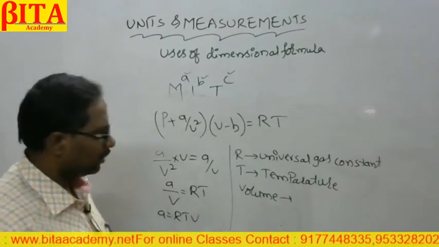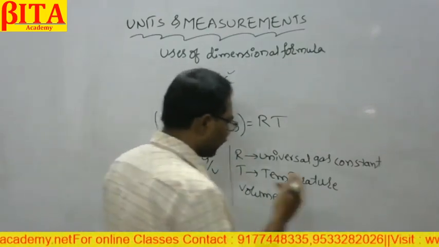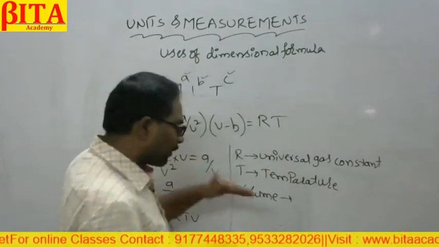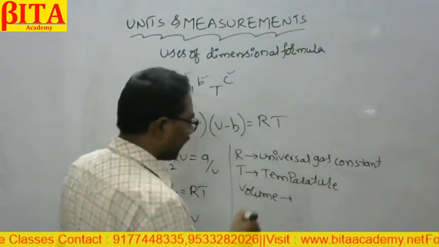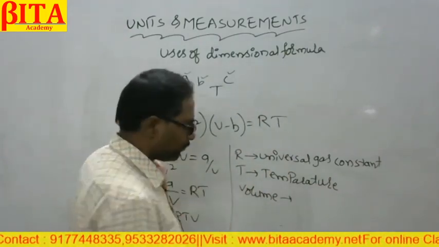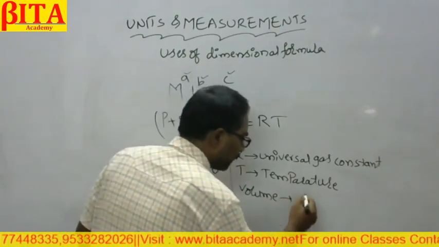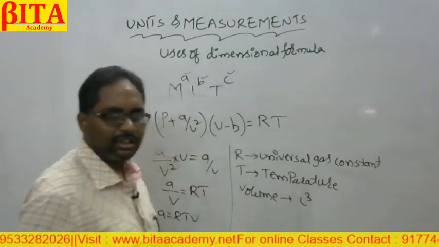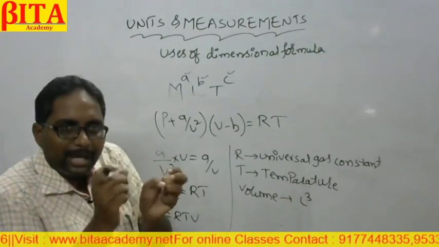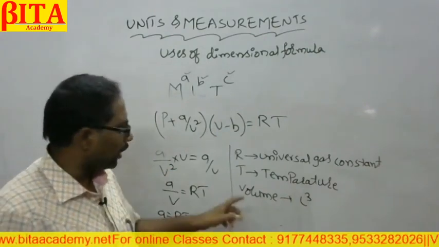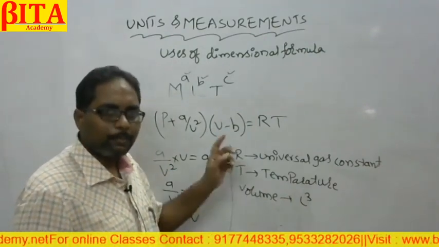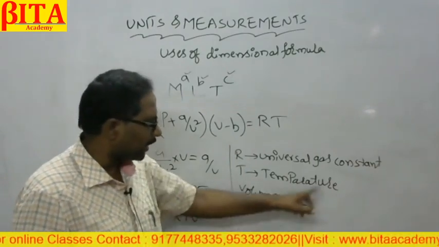Very simple. Now how to find it? Let us write one by one. First I am writing volume, as it is the easiest one. Volume is nothing but L cube, as you know that length, breadth and height combined, if you multiply, you get the volume. So length into breadth into height, that's why I am writing L cube.